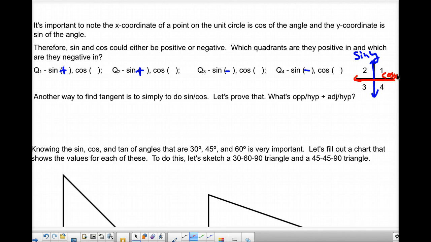And where is x negative? It's negative over in the second and third quadrant. Positive elsewhere.